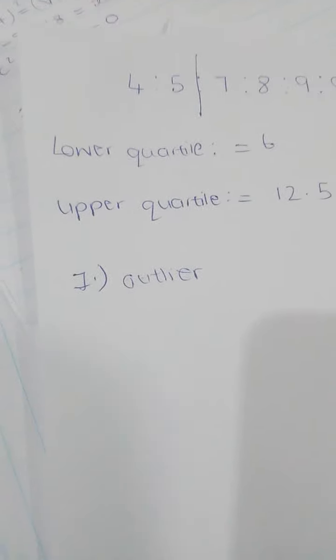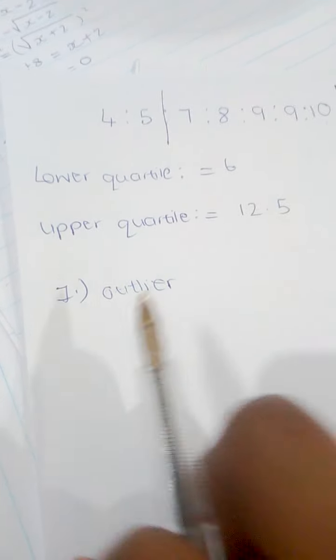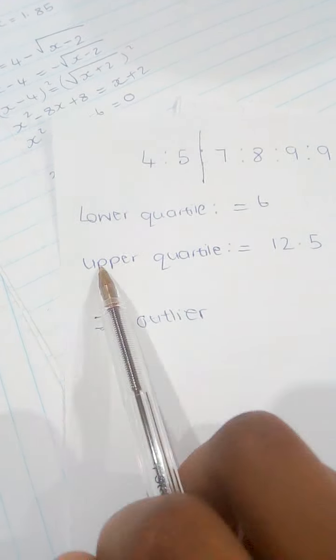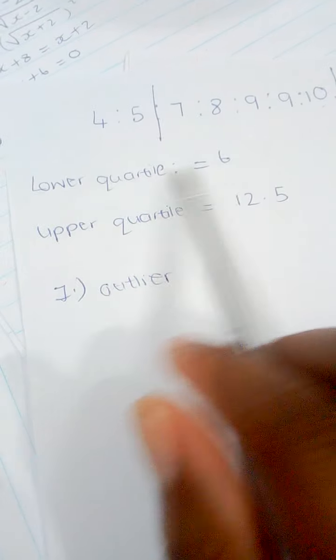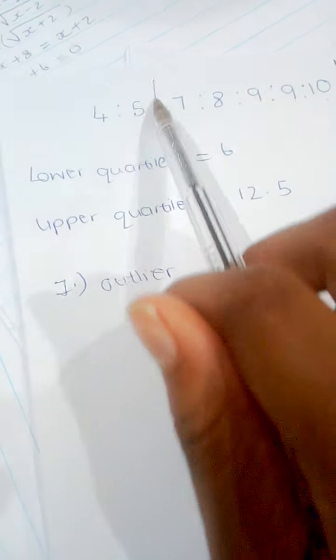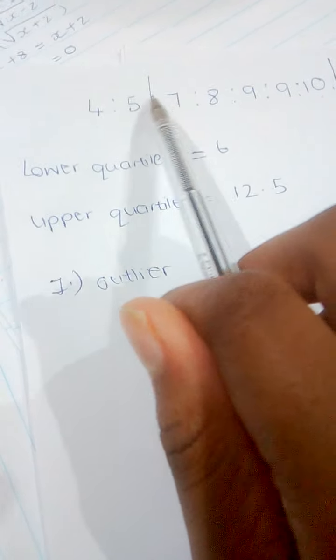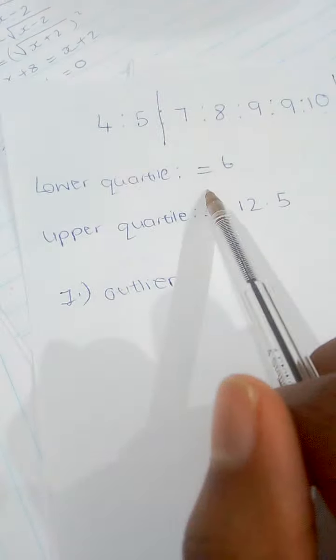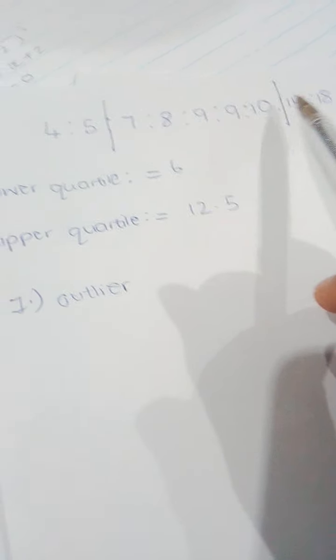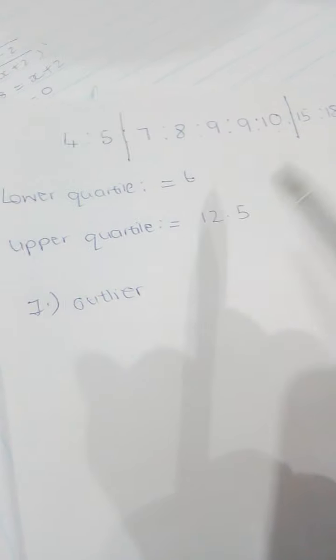So what you do to calculate the outlier is that you look at your lower quartile and your upper quartile. So firstly here, I first calculated my lower quartile. It is 6 here. It is 7 plus 5 divided by 2, which gave me 6. And then here, 10 plus 15 divided by 2 gave me 12,5.